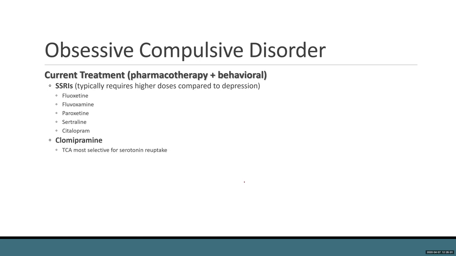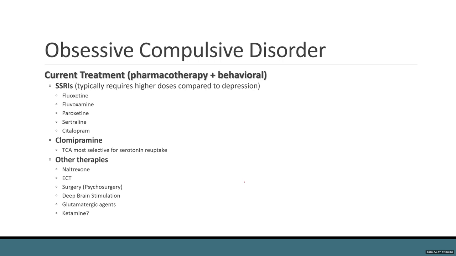Clomipramine is an old tricyclic antidepressant. It's the most serotonergic of the tricyclic antidepressants. It used to be the gold standard for OCD, but because of side effects and concerns about cardiac effects, it's not used as often. But clomipramine is a very good medicine for OCD. The brand name in the United States is Anafranil.